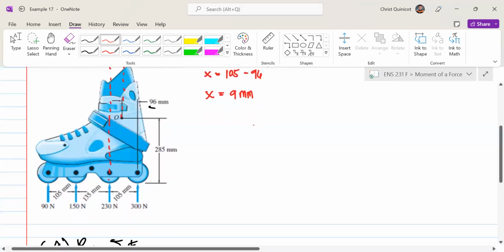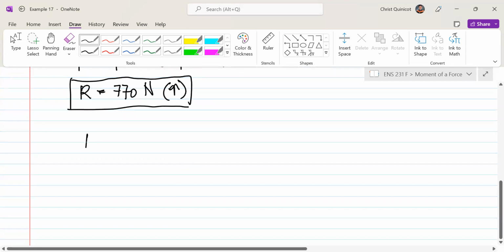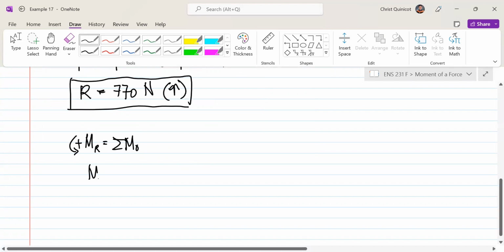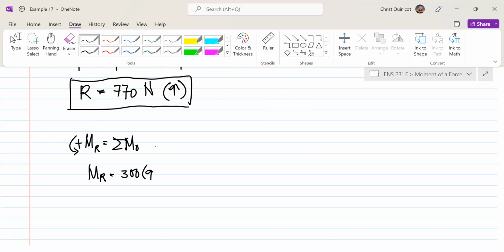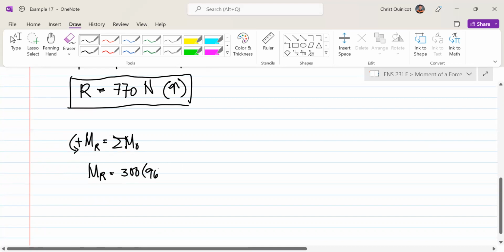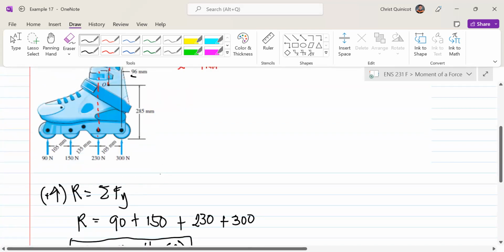So X is equal to 9 mm. Now, our 300 Newton follows a counterclockwise moment. 230, 150, and 90 follow a clockwise moment. So if we write our resultant moment, it is equal to the sum of all moments about point O, assuming counterclockwise positive. So M sub R is equal to the only counterclockwise moment, which is 300 times its perpendicular distance of 96 mm. Like I always say, in SI we must report our final answer in Newton meter, so we multiply our final answer by 1 over 1000 to convert mm to meter.